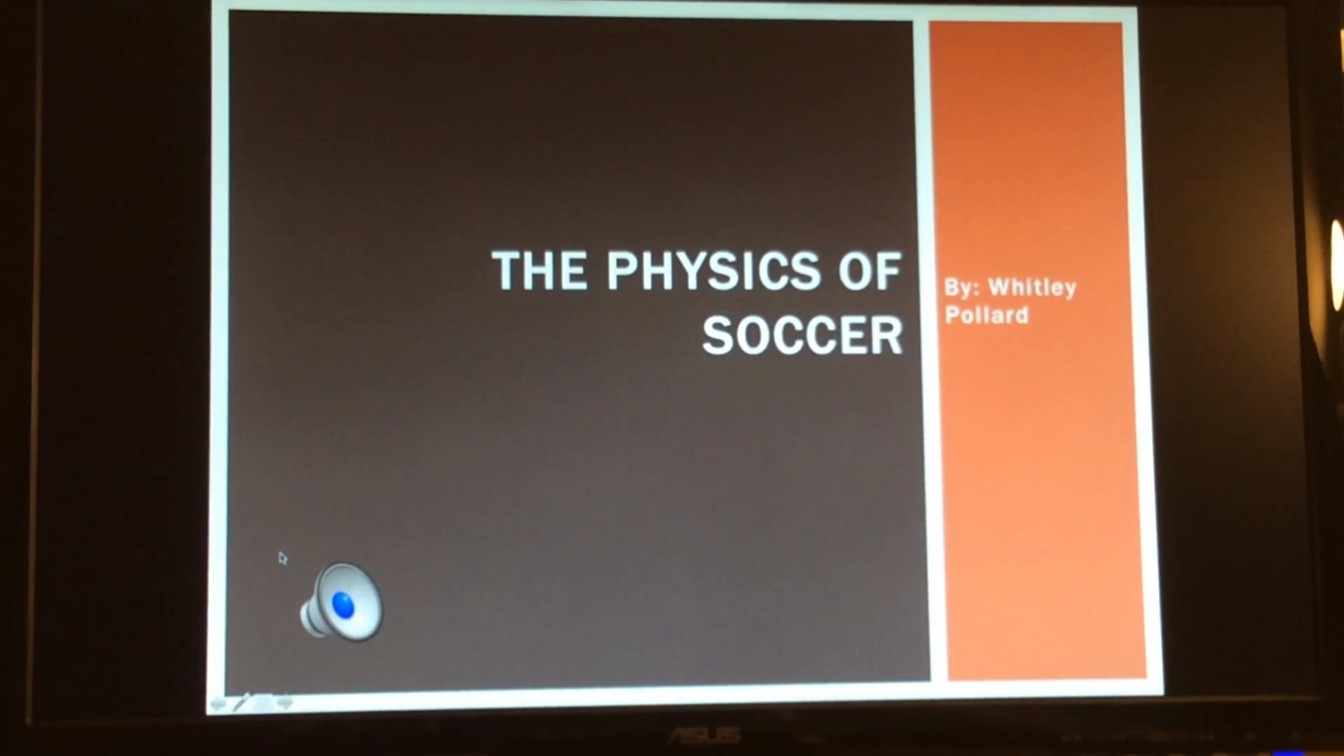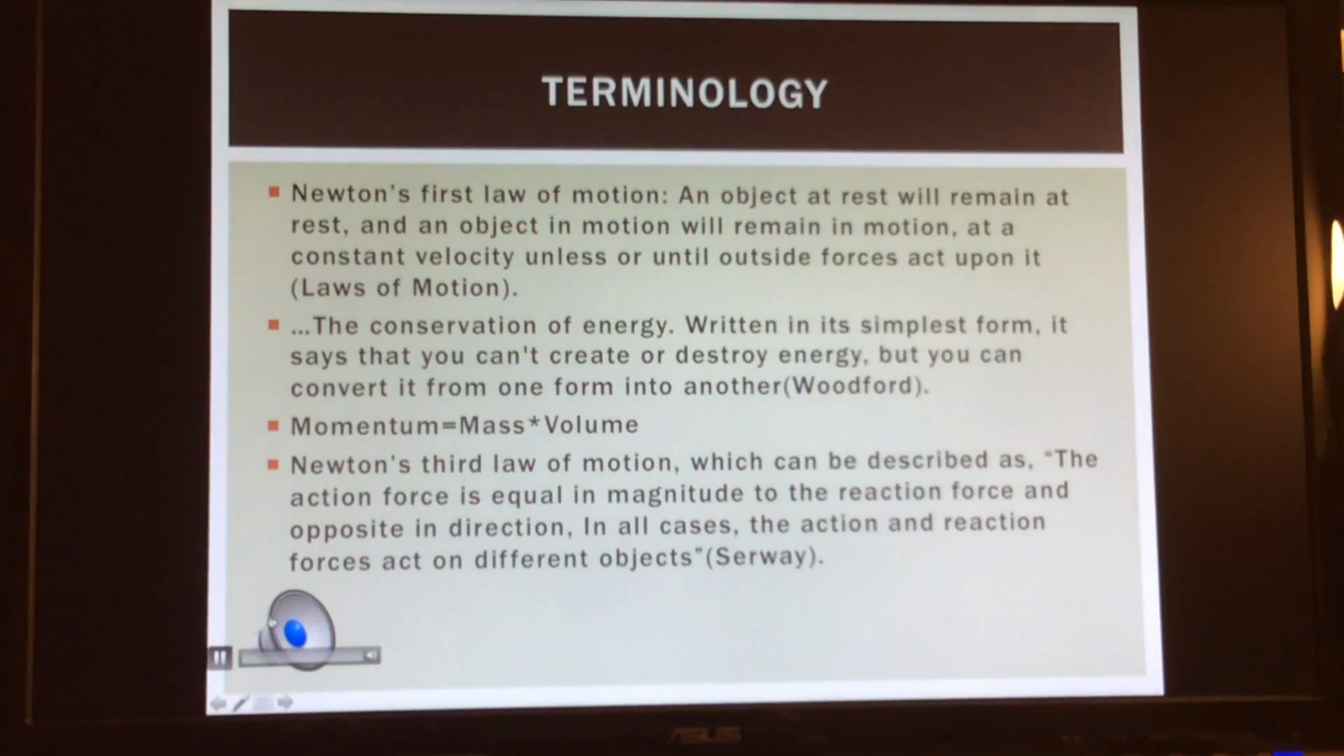This is my Physics Project 1 over the physics of soccer. It is just a basic terminology slide. It's actually this slide and the next slide, and they just go over some terms that I will be using in my presentation. These are just simple textbook definitions of some of the more popular terms, and they will be further discussed later on into the presentation.